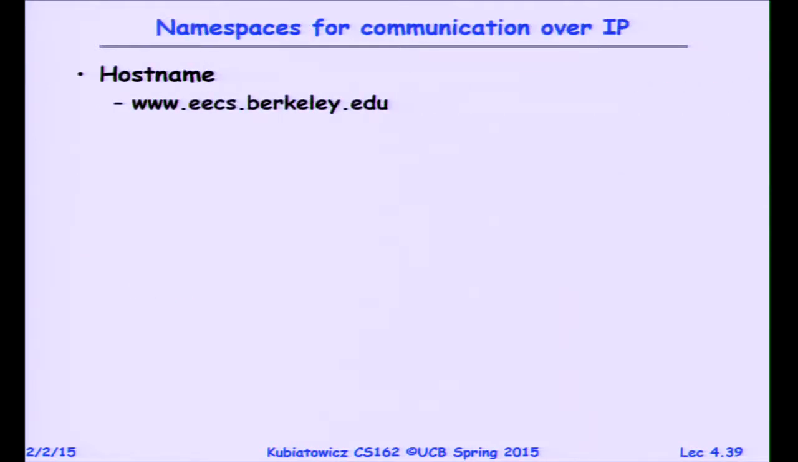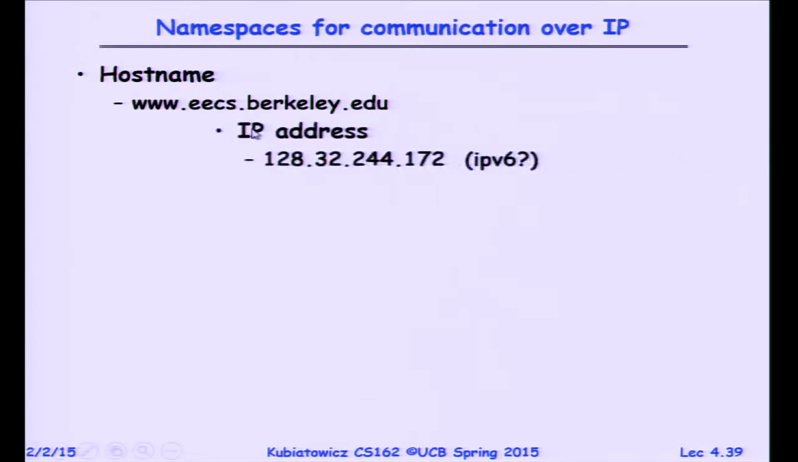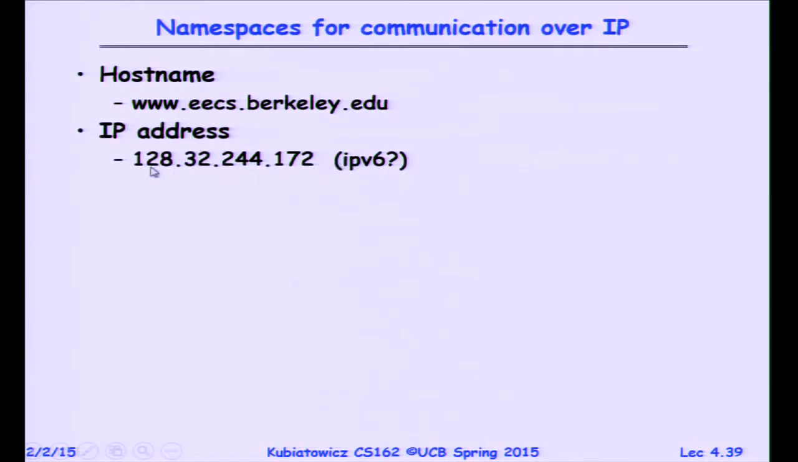First of all, we have some namespaces that are not the hierarchical file namespace. We mentioned host namespaces. www.eecs.berkeley.edu, for instance, is the DNS namespace for defining hosts. And there's also the IPv4 namespace, which is 4 octets or 4 bytes, typically written in this dot notation. You've all seen this: 128.32.244.172. That's an IPv4 address, 32 bits.